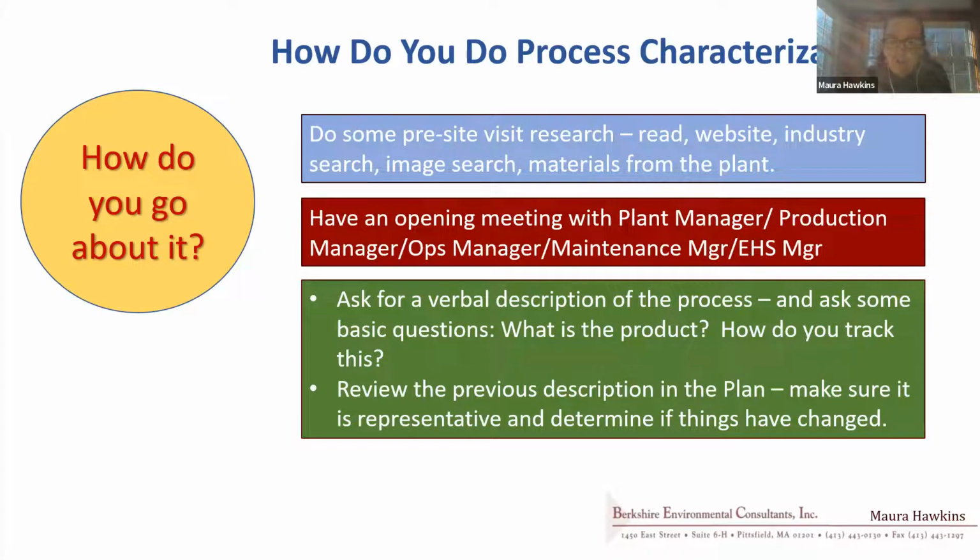So I try to ask for a verbal description of the process. It's better for me to have someone else do the talking because they know way more about it than I do. And I ask some basic questions about what's the product, what's your actual product, how do you track this? Those things invariably move along because, well, what kind of product are you talking about? Well, we have 5 products, well, we have 10 products. Well, how do we track those? So those questions always lead you in different directions.